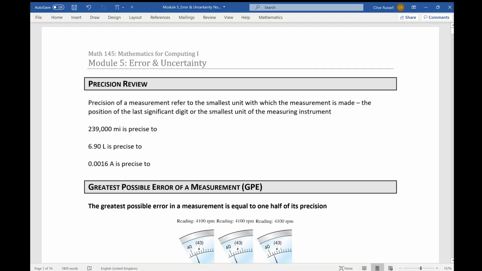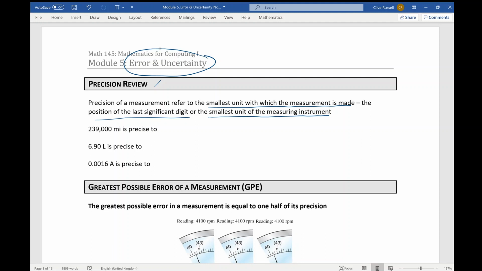We will now embark on our study of error and uncertainty. It's good to do a review of precision. Remember that the precision of a measurement refers to the smallest unit with which the measurement is made. It's the position of the last significant digit or the smallest unit of the measuring instrument. So let us do these examples here.